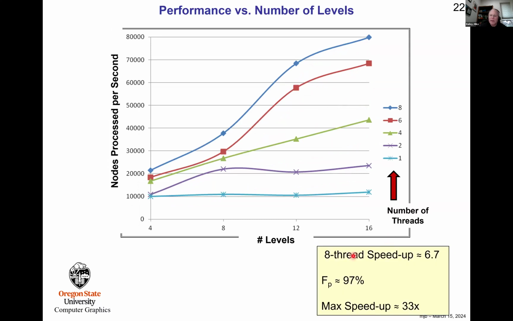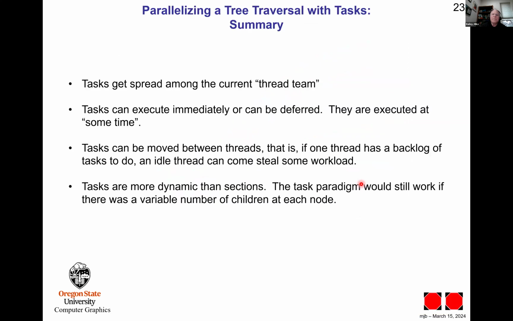If you look at this, the 8-thread speed up is about 6.7, which gives us a 97% parallel fraction, which is great. And that's really nice. There is obviously some serial code in traversing the tree, but doing the processing, the parallel fraction was really high, which meant the maximum speed up could be as high as 33 times, if we crank up the size of the tree that we're processing.